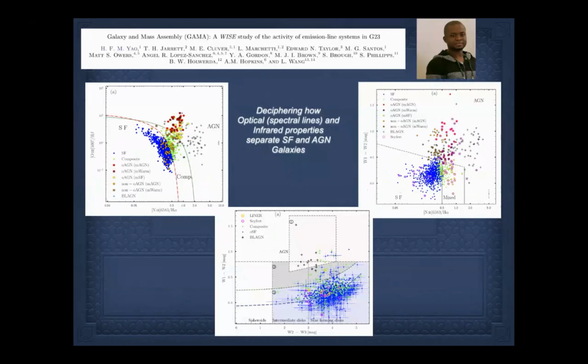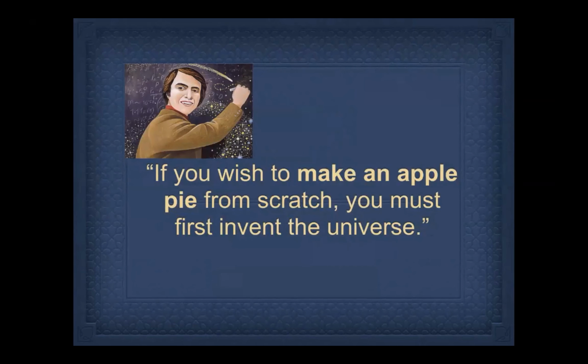And our most recent papers come from my student, Mark Harris, who here he's using the optical spectroscopy and the infrared to see the relationship and how to separate star forming from AGN galaxies. This paper is so new, it doesn't have a volume, but it'll be out next month, I would imagine.